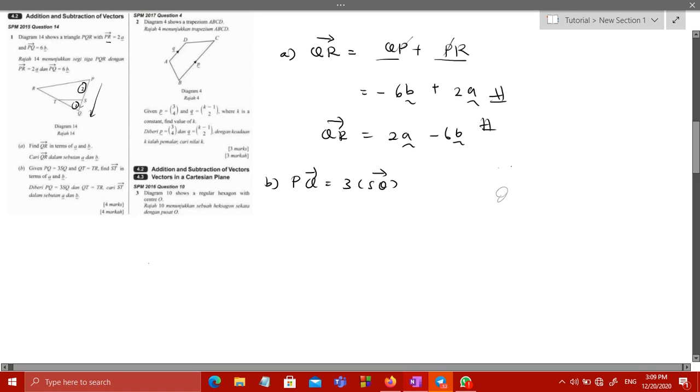QT, where is QT? Q and T, QT is equivalent to TR. So we can use this symbol and find ST in terms of a and b. ST is right over here. Can you see my labeling? Okay, nice. ST is like that.